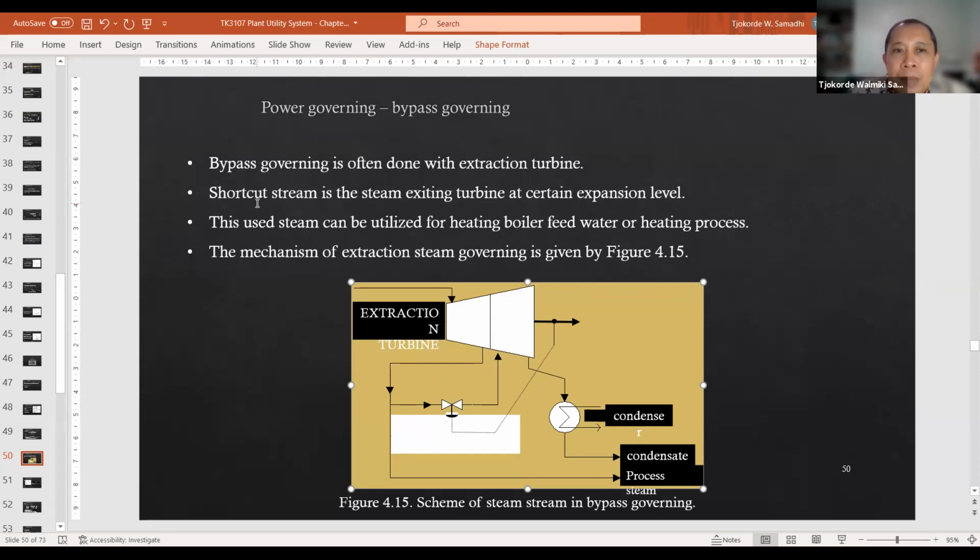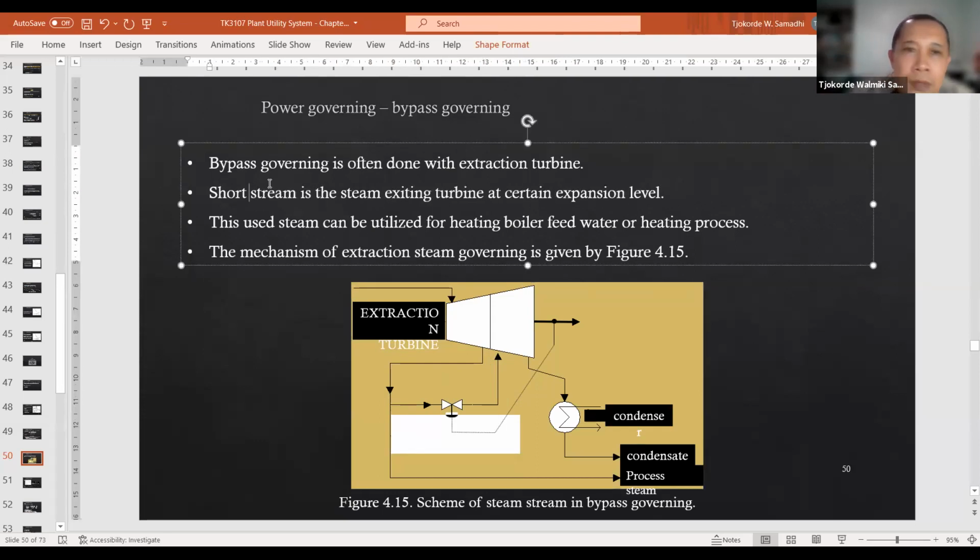Again, in my defense, I'm not the one who's doing the translation. Sorry about this. This is bypass, not shortcut.